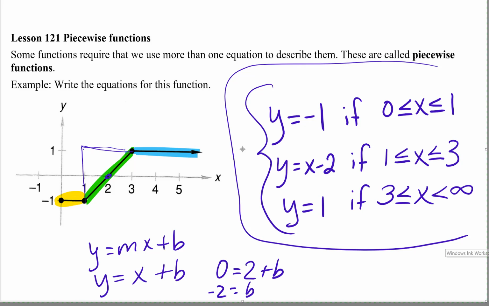So this is how we'd write the equation for this piecewise function. We have to write a different equation for each section, and when we write the equation, we're looking at the x-axis and what's happening as we travel along that axis. What is happening to y? It starts out at -1, then it begins to travel along this slanted line, and then it gets to this horizontal line. So that's a piecewise function.